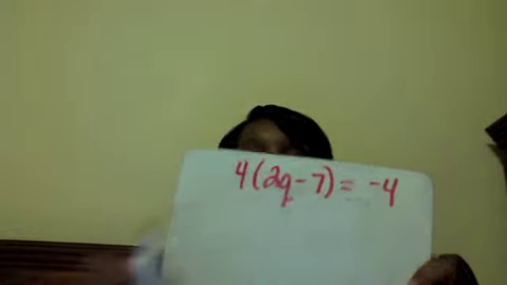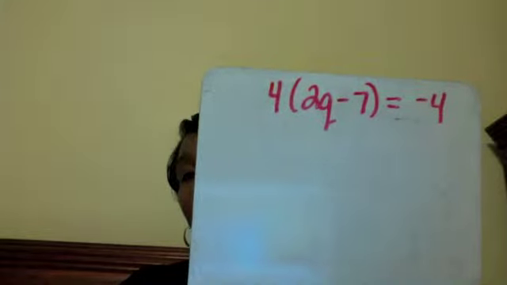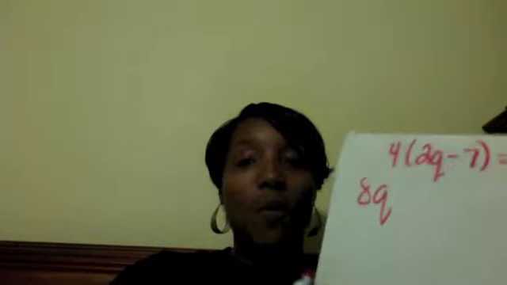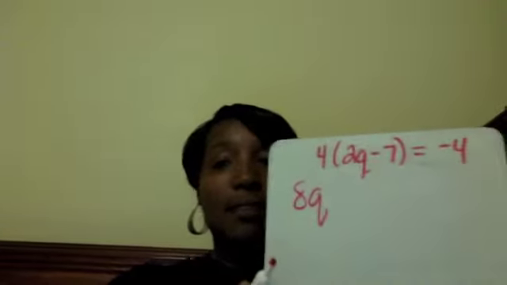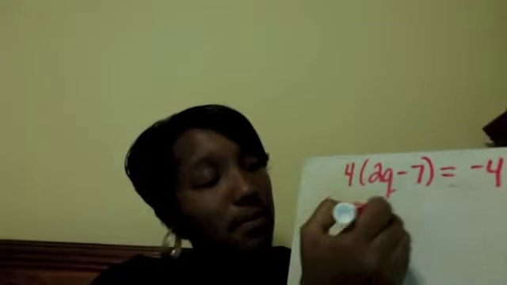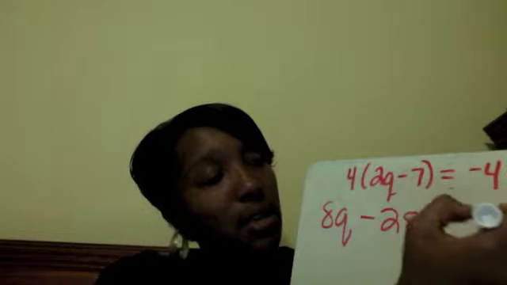Next example is one very similar to it. Again, it has the parentheses that lets us know we have to apply the distributive property first. So our first step would be 4 times 2q. That's going to give me 8q. And then 4 times negative 7 would give me a negative 28. And bring down the equals negative 4.